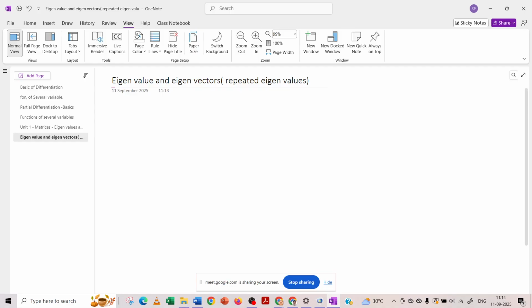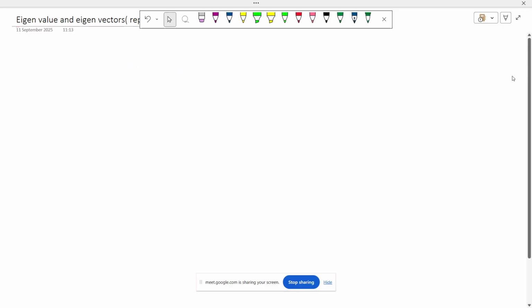Fine, in the non-repeated eigenvalue there is no problem because when you find the eigenvalues, the eigenvectors we can find separately. That means if eigenvalues are not repeated, there is no problem because surely you will get a very simple solution of the eigenvectors. But when the eigenvalues are repeated, then you have to find the eigenvectors very carefully.